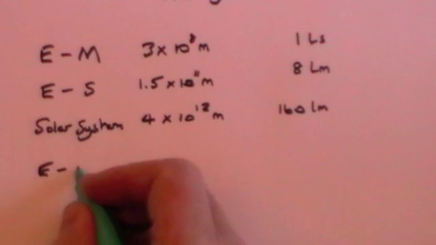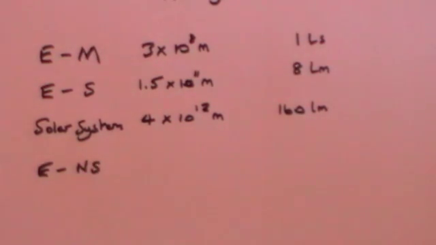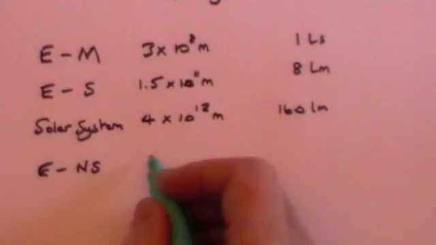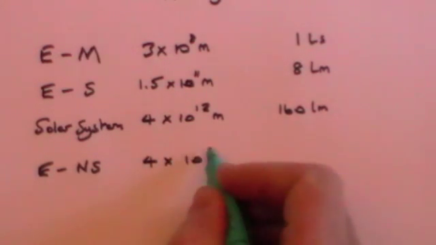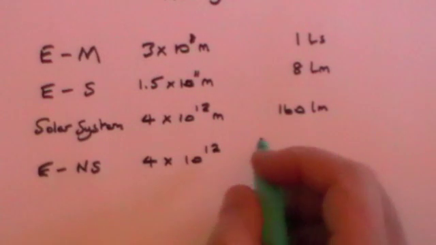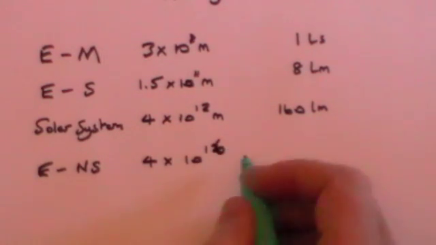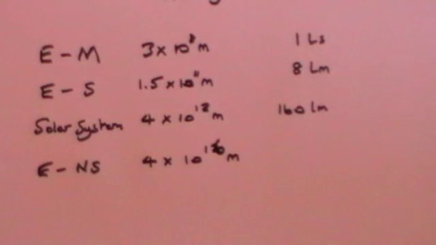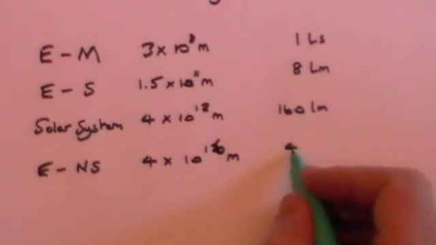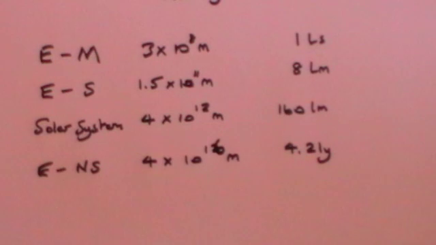Then what's the distance between the Earth and the nearest star? Well, I've already told you that. It's 4 times 10 to the 16 metres. And we worked out what that was. That was 4.2 light years.